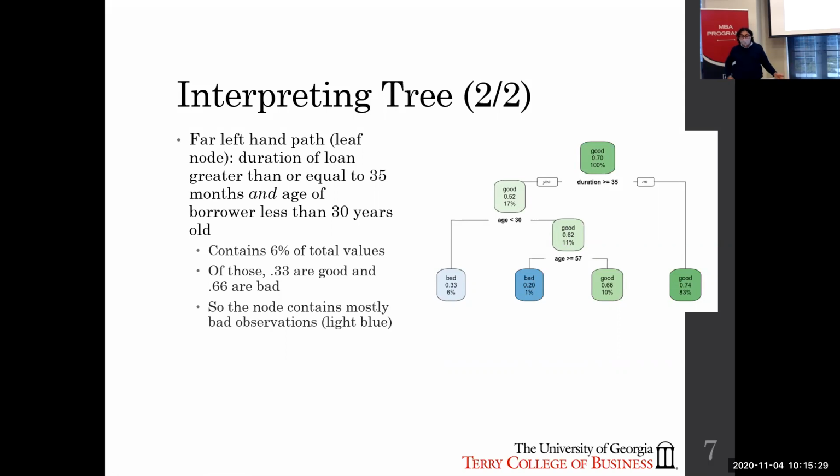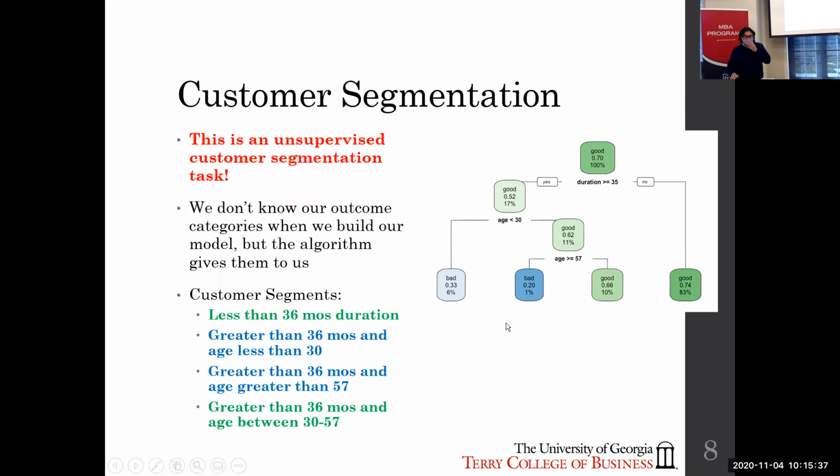But of those that do, 1/5 of them pay them back and 4/5 of them do not, right? So that's how we interpret what's going on in this tree. So what are we doing here? This is an unsupervised task, right? We don't know these outcome categories before we start the process. We just let this Gini impurity model figure them out for us, right?